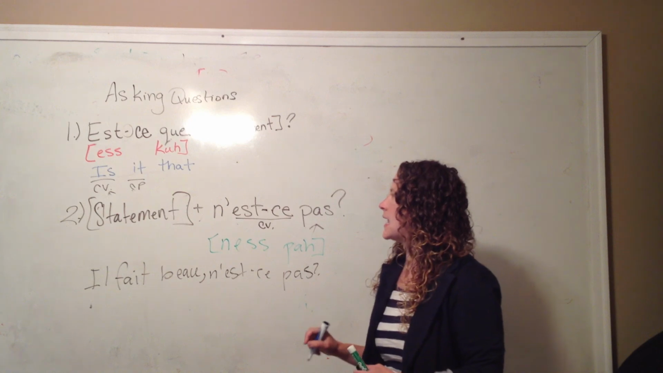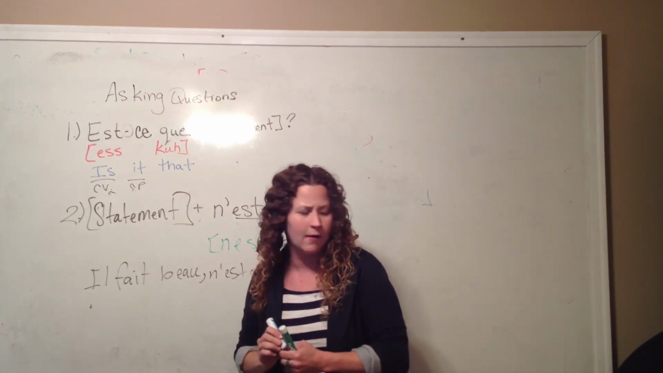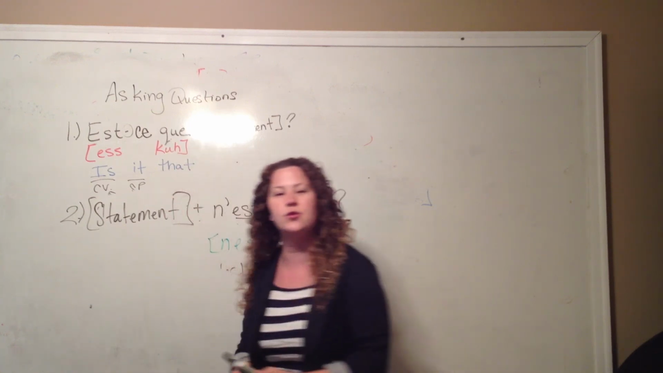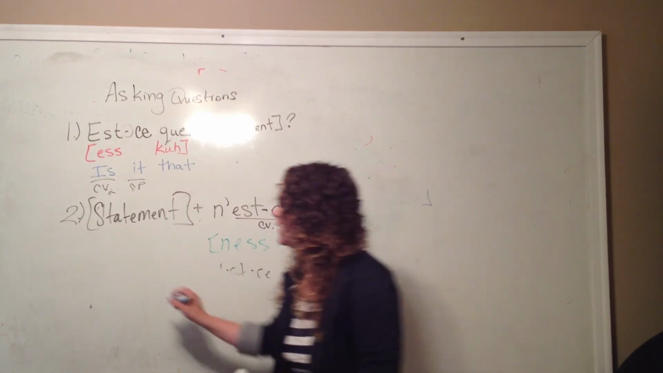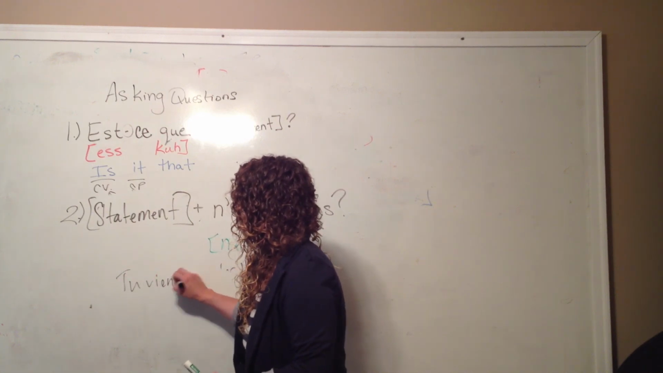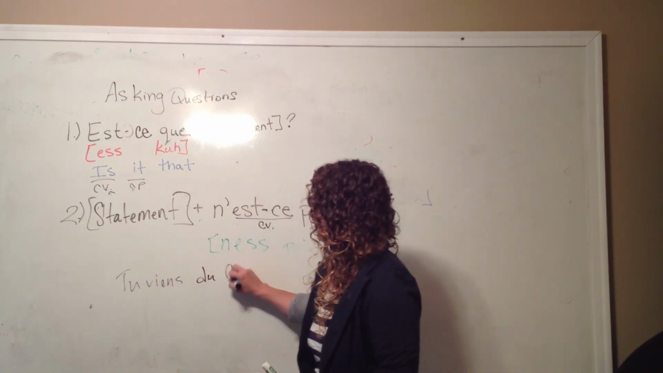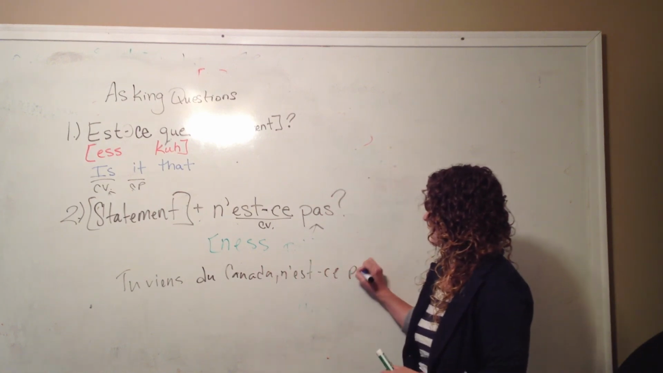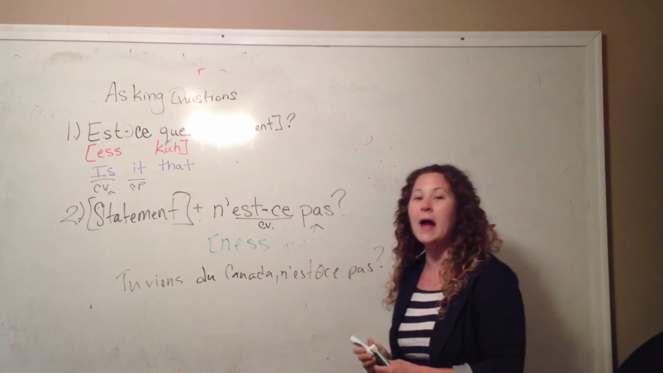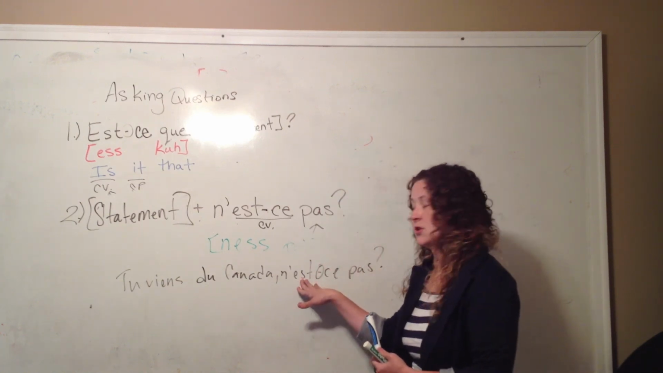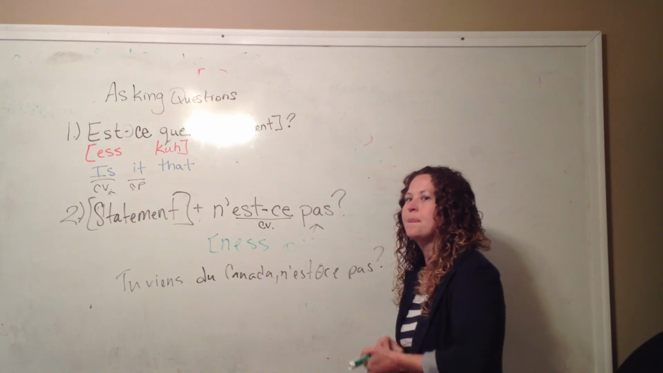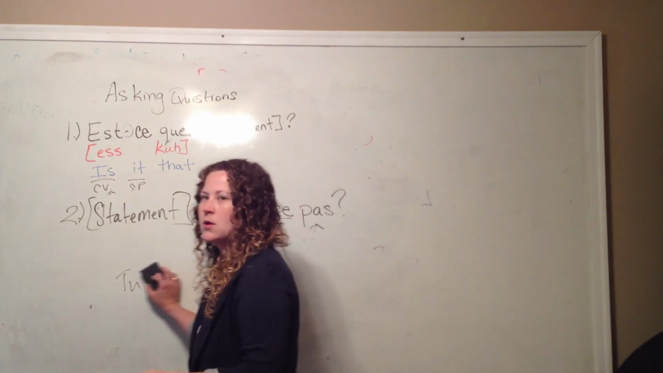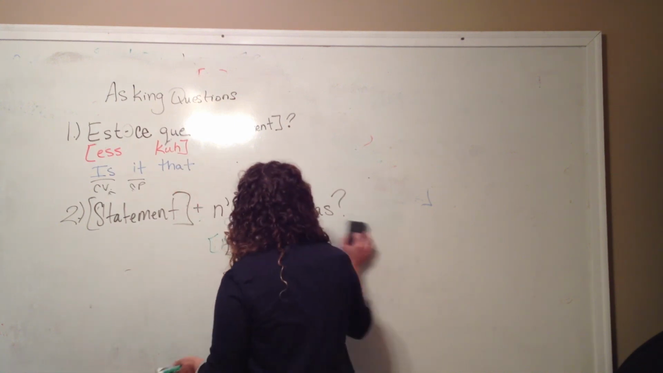Or if I wanted to say, you're from Canada, isn't that right? Or is it not? Then I could say, tu viens du Canada, n'est-ce pas? Now don't forget, your hyphen goes between your conjugated verb and your subject pronoun. Okay? So that's n'est-ce pas. So you can add est-ce on the front of a statement or n'est-ce pas to the end of a statement.